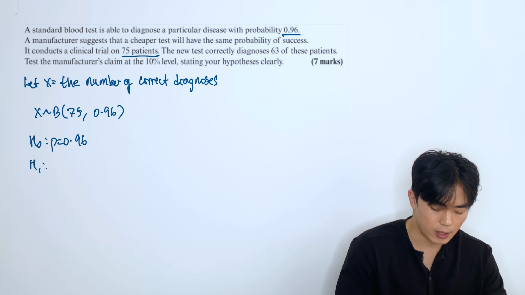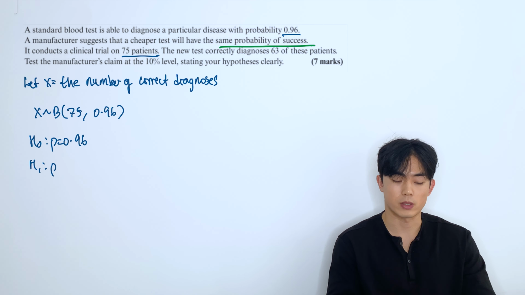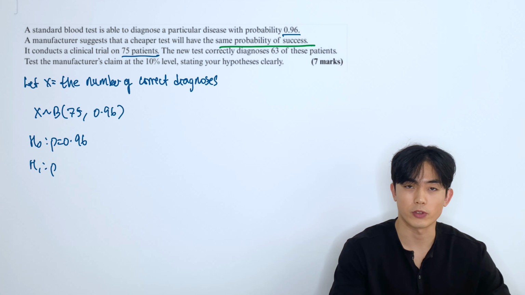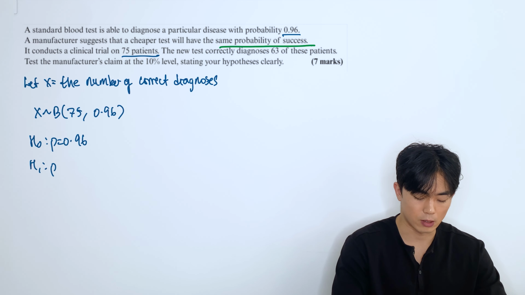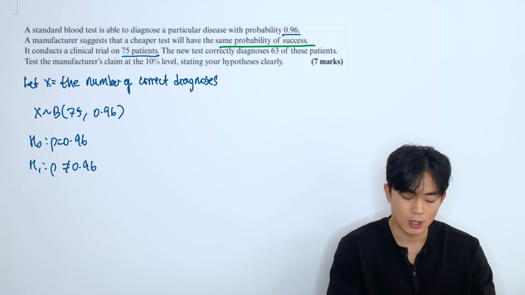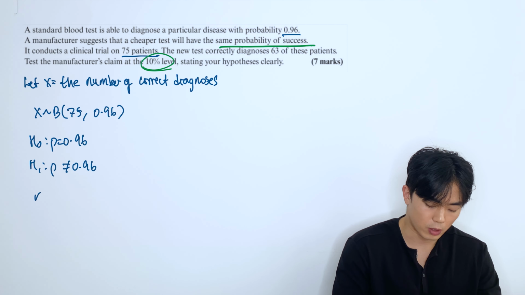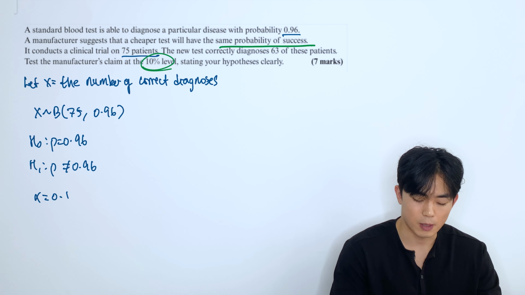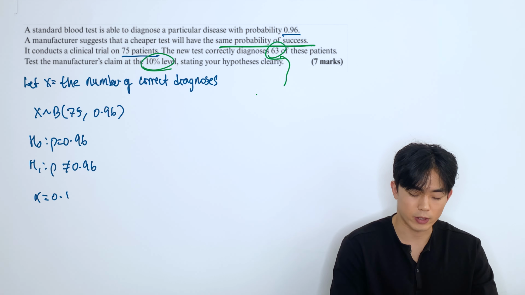H1, p is, as you can say, they're claiming that the probability of success is the same probability of success. So that means we have to test whether it's different or not. It doesn't say bigger than or less than. We just have to test if it's different. So it's going to be p is not equal to 0.96, meaning that it's going to be a two-tailed test. Right. Our alpha value is 10%, so alpha is going to be 0.1. And the test statistic, number of people who are diagnosed correctly, was 63. So that's going to be our X value. It's going to be 63 like this.